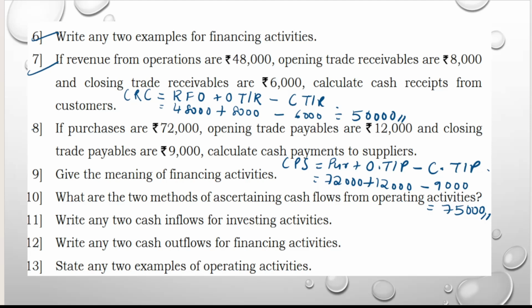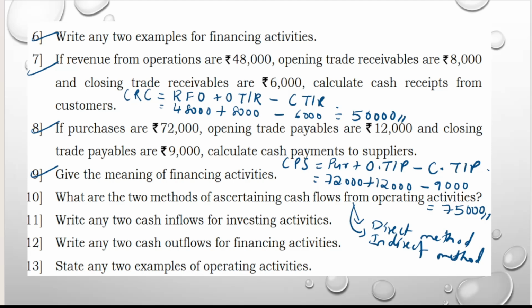Okay. Give the meaning of financing activity. I have already told you the meaning of financing activity. What are the two methods of ascertaining cash flow from operating activities? Direct method, indirect method. Write any two cash inflows from investing activity.